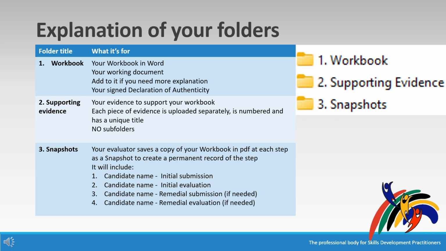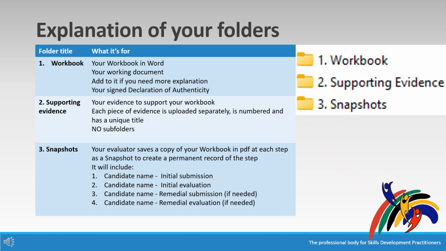Then the evaluator will complete their evaluation in your workbook in Word, and when they have finished that, they will save that as a PDF and they'll put it into the snapshots folder, and it'll have the title 2.yourname, and it'll be called initial evaluation. So you can see, or everybody can see in fact, exactly what was submitted and exactly what the evaluation was.